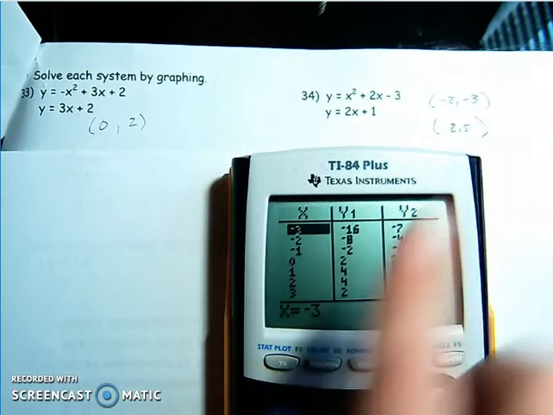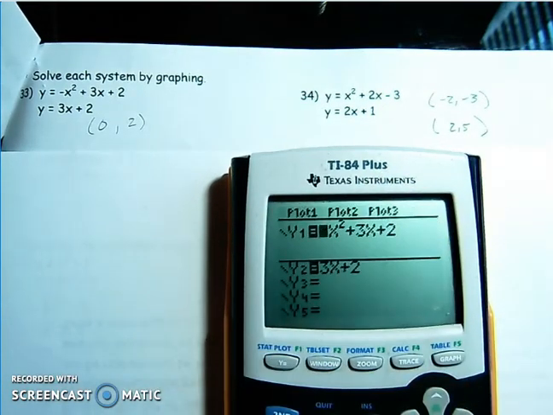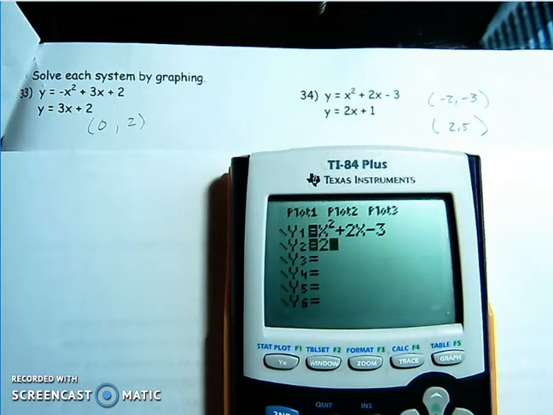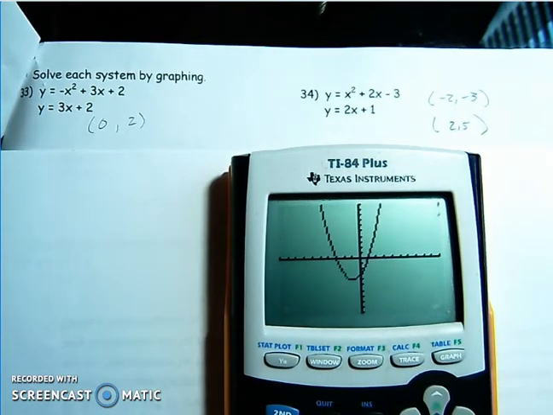The next one is a quadratic and line again. So if I go to y equals and type that in, x squared plus 2x minus 3, and 2x plus 1. If I look at my picture, there's my beautiful parabola. There's my line. Hopefully you can tell there are 2 solutions. It does not matter which order you find them in.